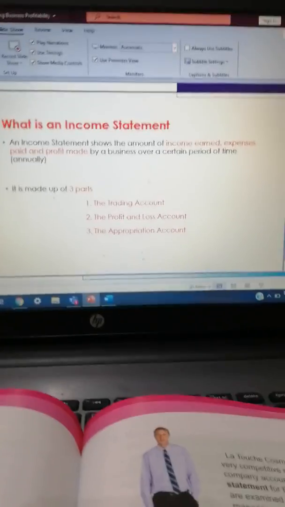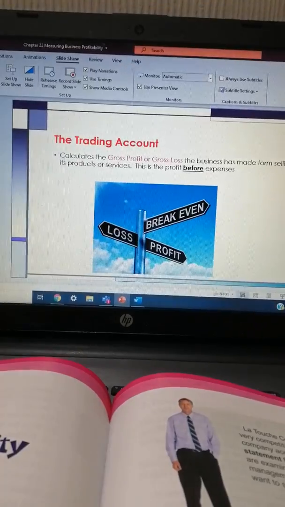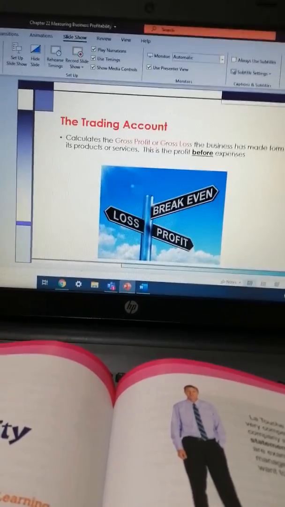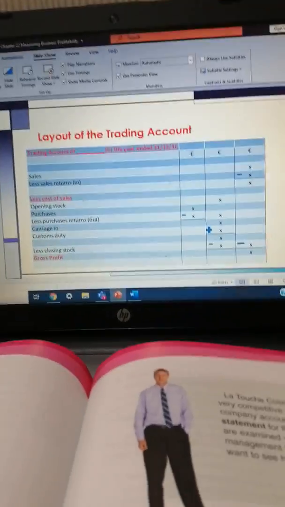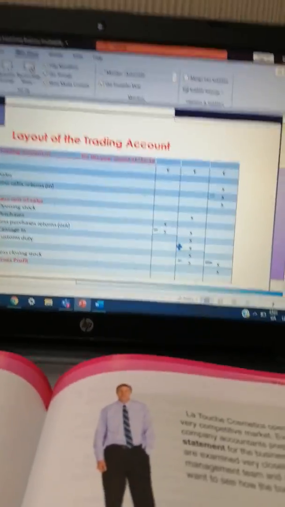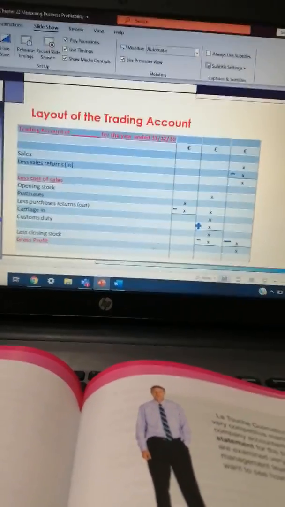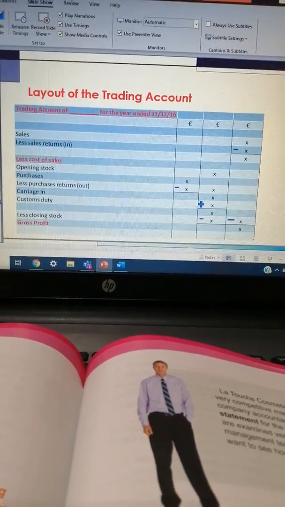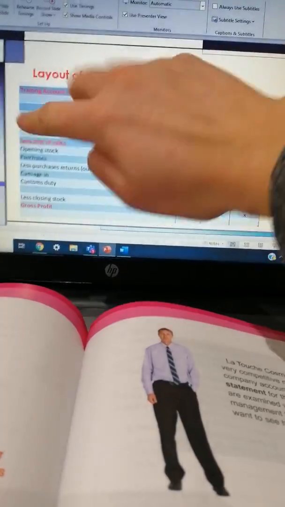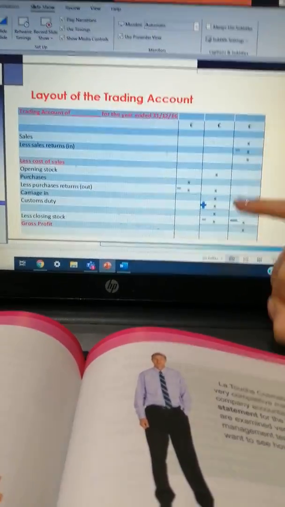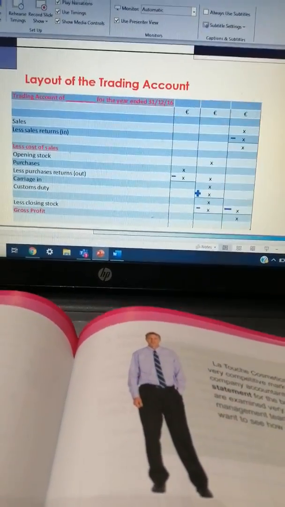So this is the first one out of the 3 types of accounts that we're going to work out. In the PowerPoints, I have what the trading account is, and I also have a layout of the trading account. So in your exam, if you were asked this question, you'll be asked what the trading account is, and you'll also be asked to calculate it, which is to draw something like this out with the 3 columns and the layout, and we calculate the figures here.